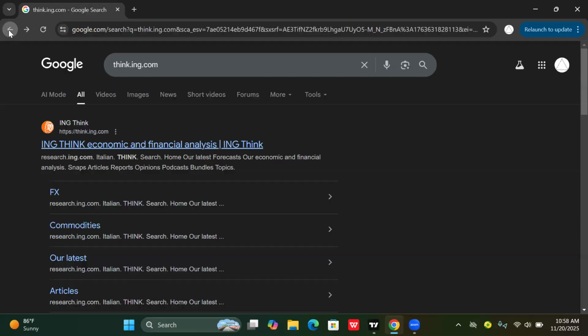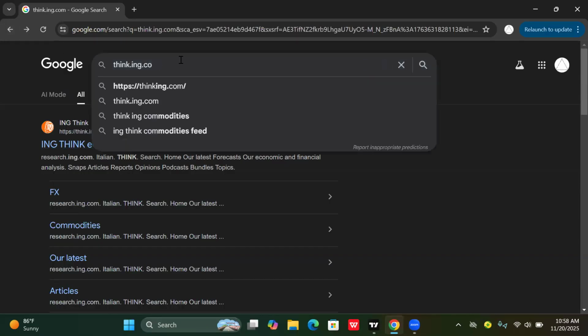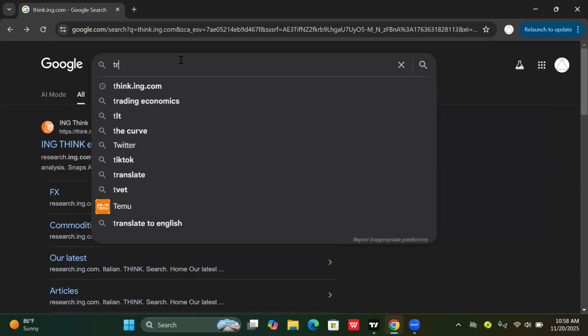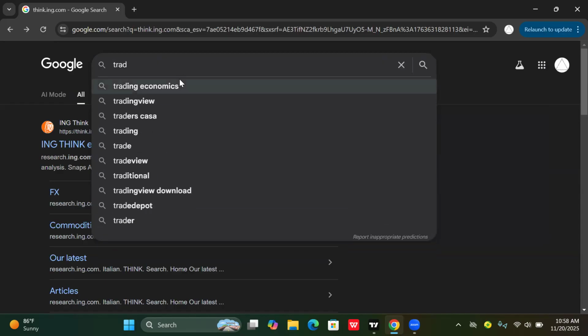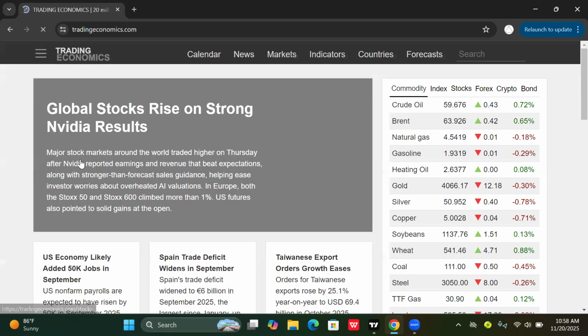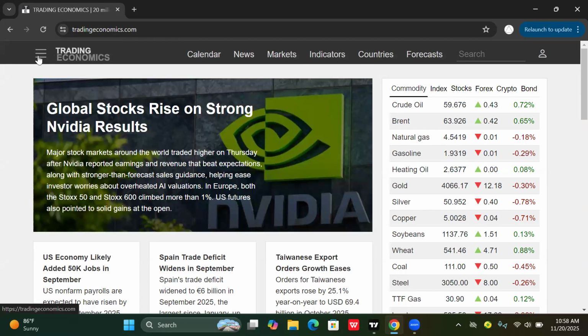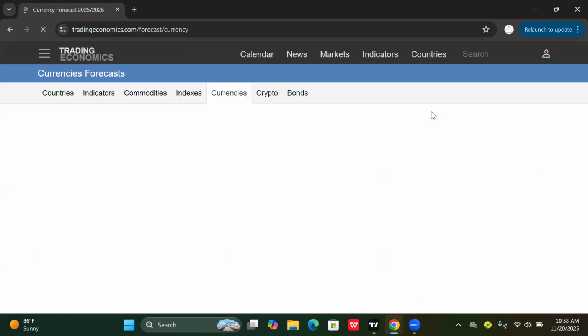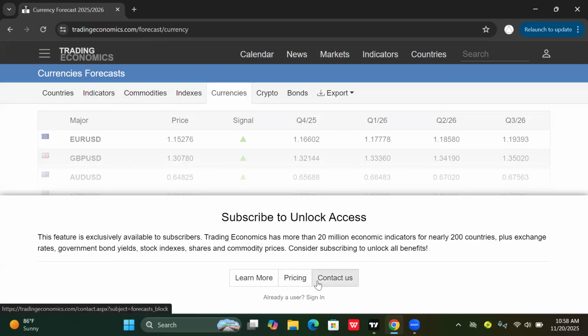Let's go to another institution I like to look at. Also for Bitcoiners, we would look at something real quick. But first things first, let's go to Trading Economics. So in economics, we would look at the forecast for currencies. Hmm, surprising.